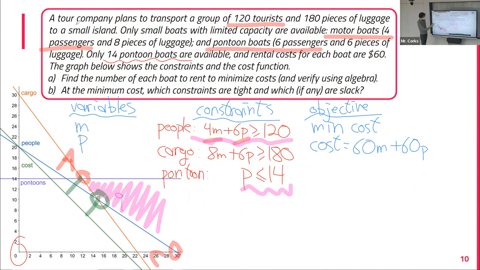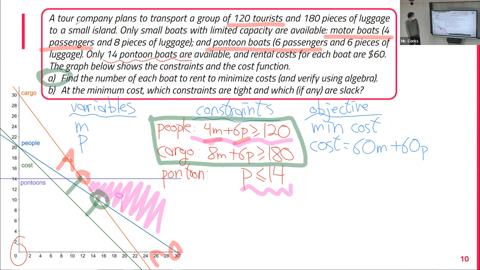And how do we find the exact coordinates for B? Right, it's where these two constraints are meeting. Just find your point of intersection. We can work that out pretty easily. It looks like on the graph it's 10 and 14, I think. 10 and 15, okay. So that would be our answer to A.